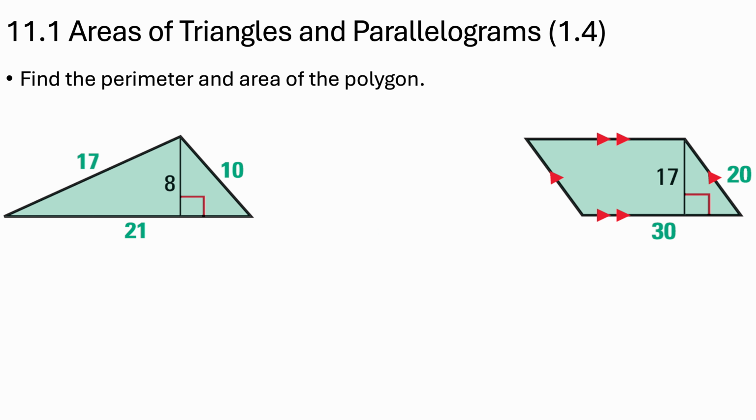Now they have given another one: find the perimeter and area of the polygon. This is another polygon they have given. Here also, this is a parallelogram. So what would be the area of this parallelogram? Base into height. The base is 30 and the height is 17. So base into height would be your area.